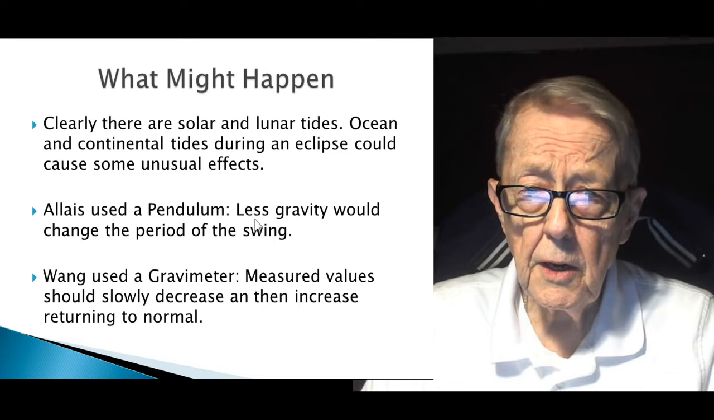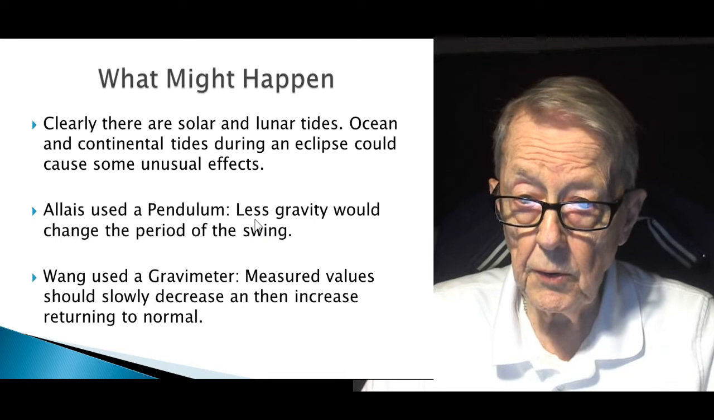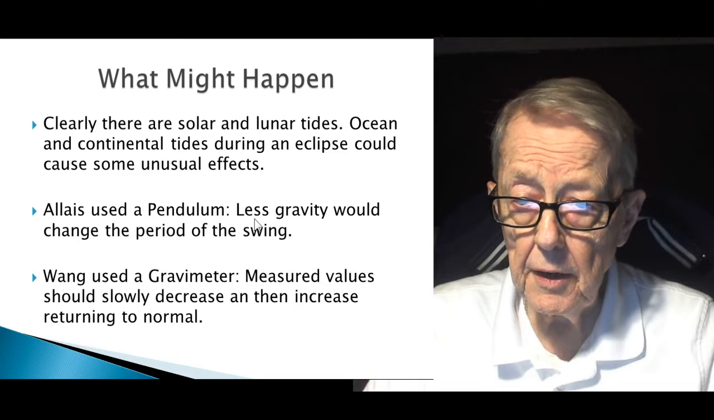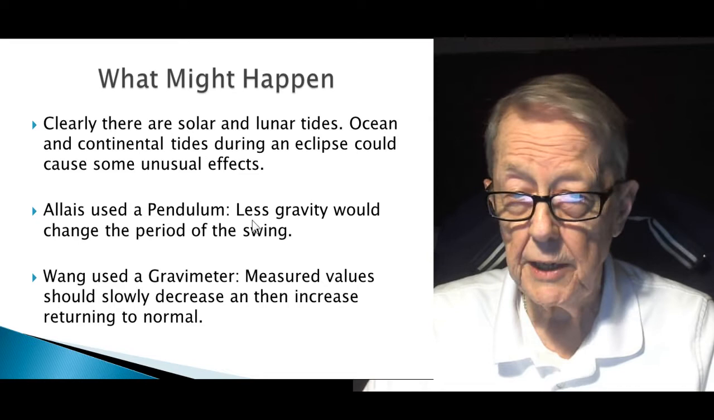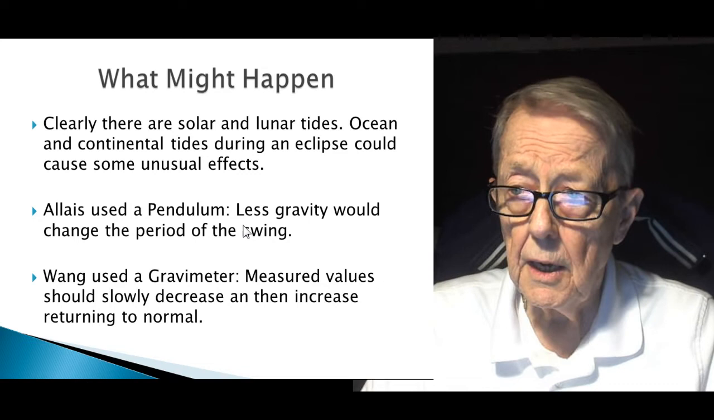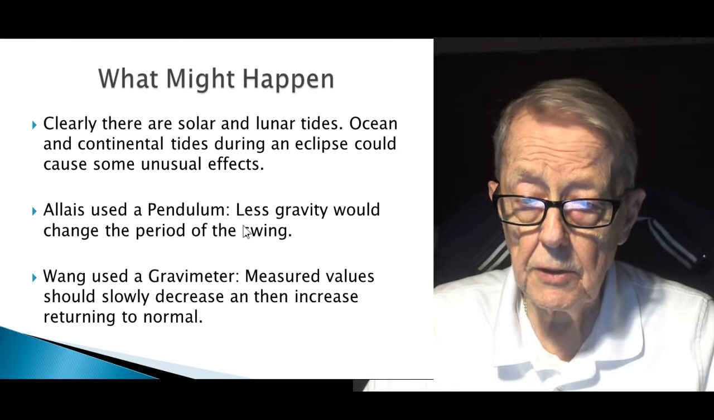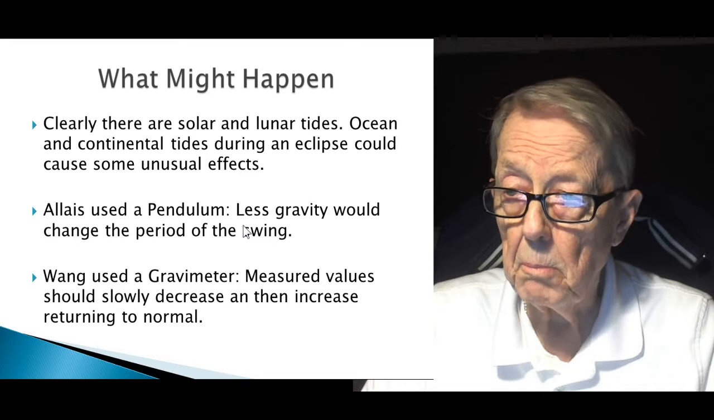What might happen? Clearly, there are solar and lunar tides, and ocean and continental tides during an eclipse could cause some unusual effects. You have the ground or the water moving up. LA used a pendulum. You might expect that during that time there's less gravity, and it would change the period of the swing, because as it moves up, you have slightly less gravity. Maybe it would change the period of the swing, but that's not what he measured so much, or at least not reported. He reported these anomalous jumps. Wang used a gravimeter, and at the start of the eclipse you would expect the force of gravity to decrease very slowly until the maximum, and then increase and return to normal.